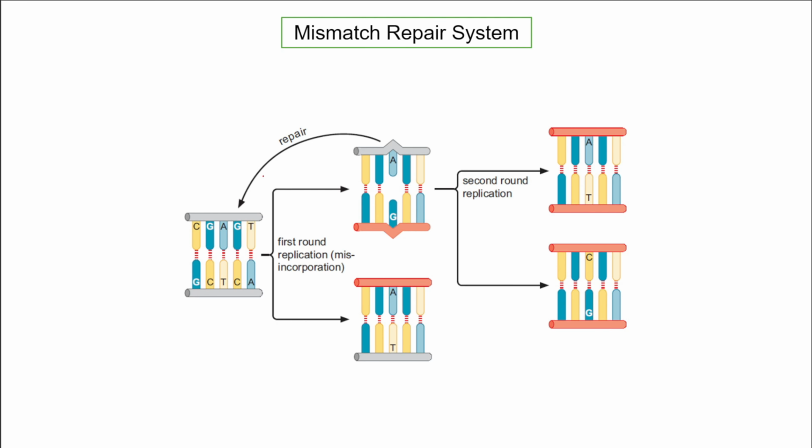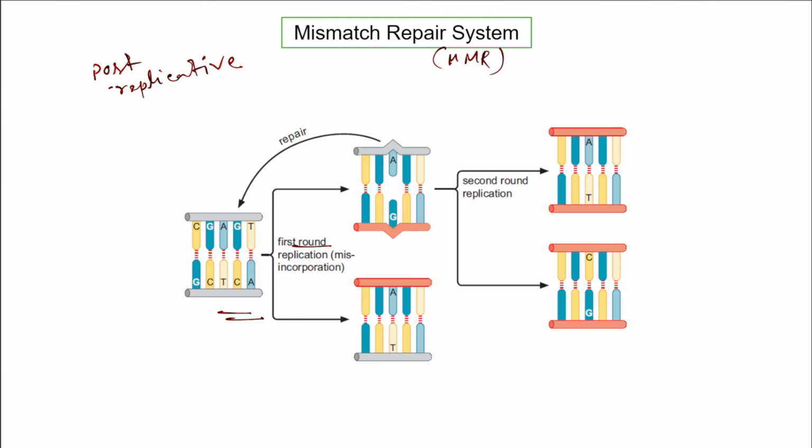Today we will learn about the mismatch repair system, that is MMR. Mismatch repair system is a post-replicative DNA repair pathway that corrects errors during DNA replication, such as mispaired bases or small insertion or deletion loops, thereby maintaining genome stability. So this is the correctly paired bases forming a stable double helix.